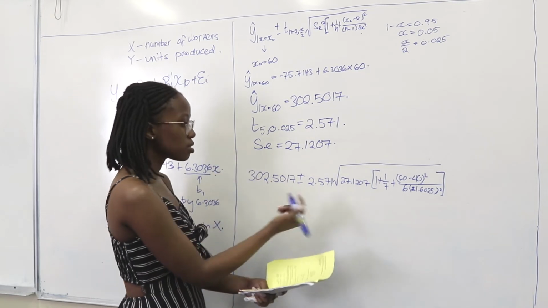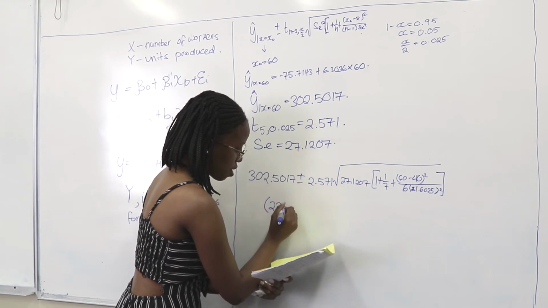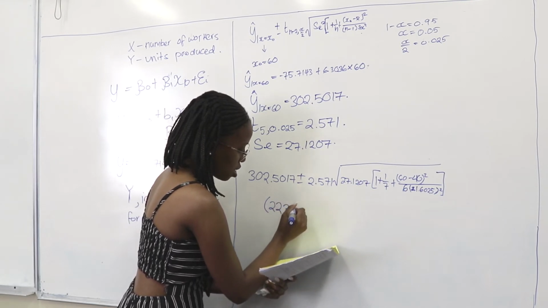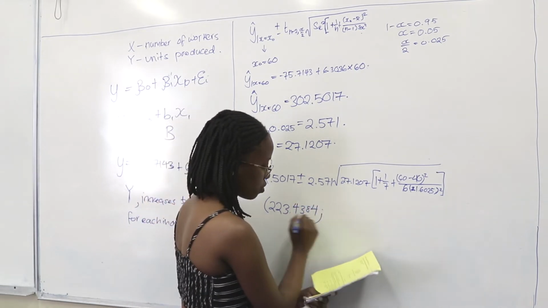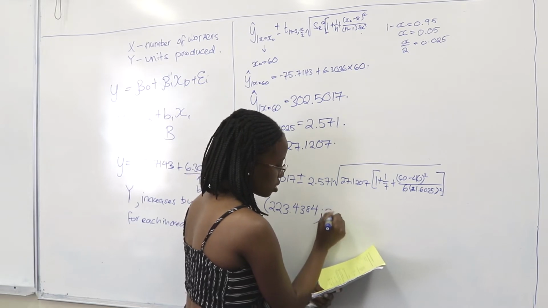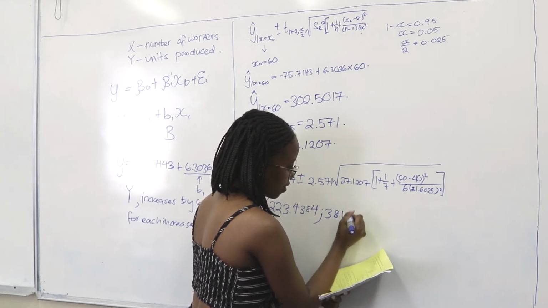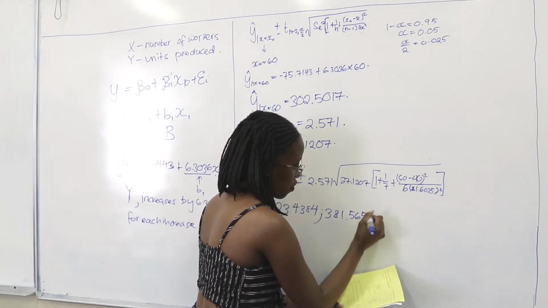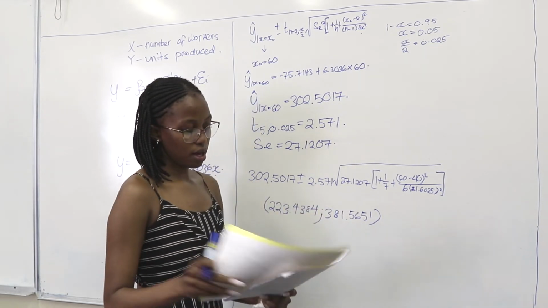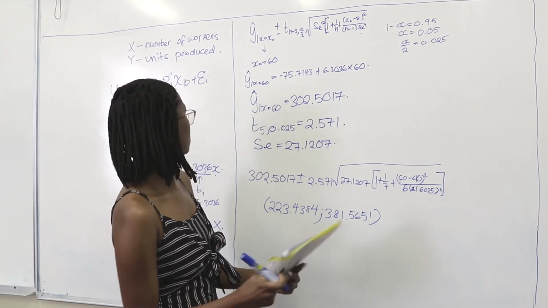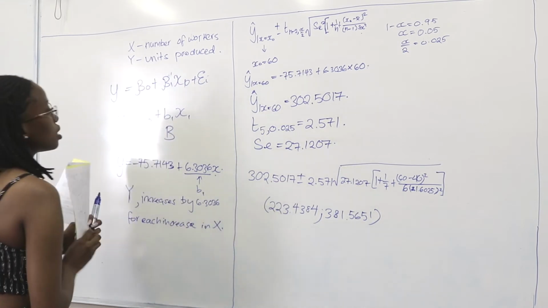We start with our minus. So our lower bound would be 223.4384, depending on how many decimal places you go for. And the upper bound is 381.5651. So that is your prediction interval. And then now we're going to move on to testing the slope parameter.